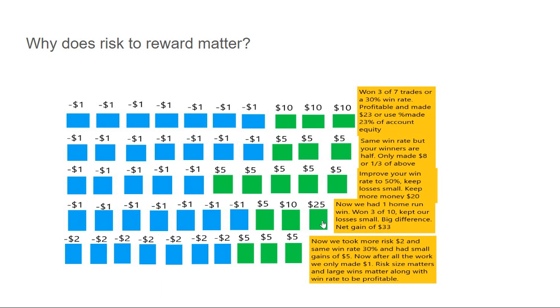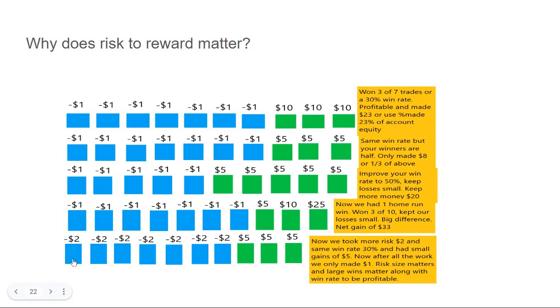The opposite of that is one big losing trade, which can make a huge difference in your account. So if we had a $10 loss or a $25 loss, we wouldn't have any gains in this scenario. So big wins and big losses matter.